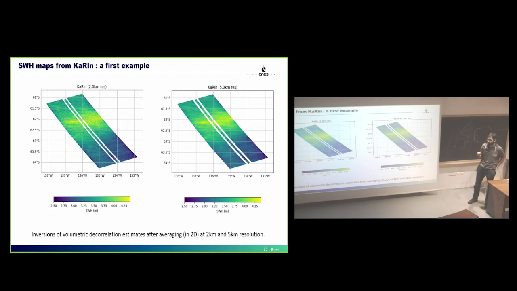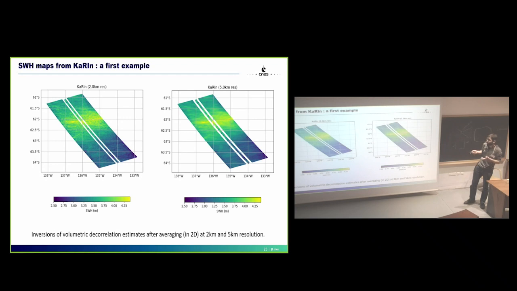All right, so enough with the method, and now I'll show you pretty pictures and then try to convince you that those pretty pictures are science. So the inversion, just to finish on, so those are two examples. I'm showing two, so this is the same example really, but when I do the inversion, I can average the volumetric decorrelation to resolutions which I choose, to beat down the noise really, and then do the inversion. And so typically I do these inversions at 2 and 5 kilometers.